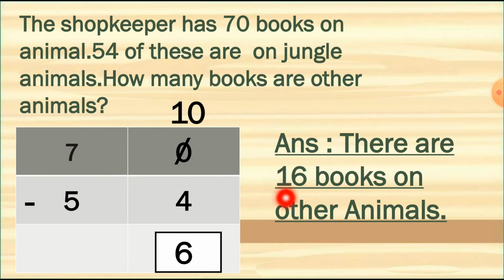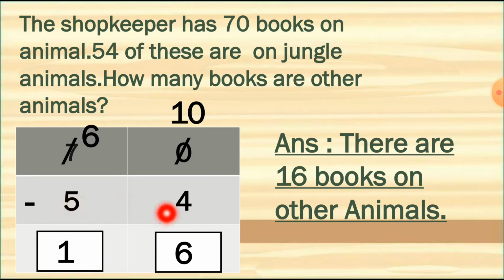Now let's see if the number 1 comes or not. We are taking 10 from the 7. So we cut this 7 by 1, and here 6 remains. Now we have to cut 5 from this 6. 6 minus 5 is equal to 1. So here we get the answer 16. There are 16 books on other animals.